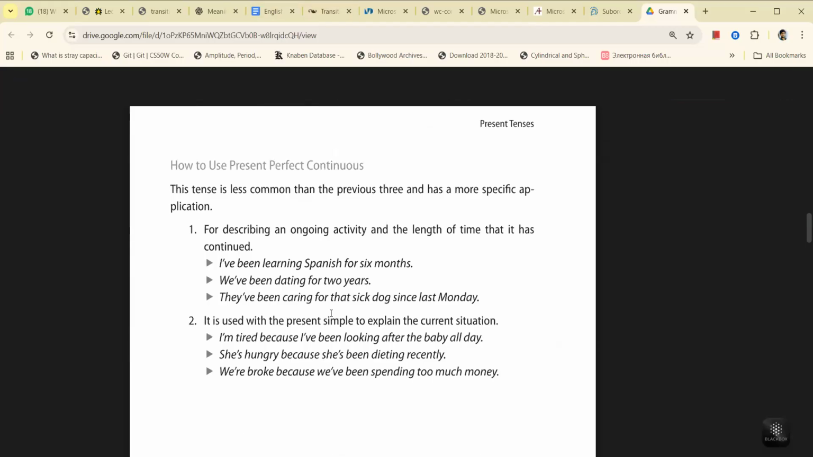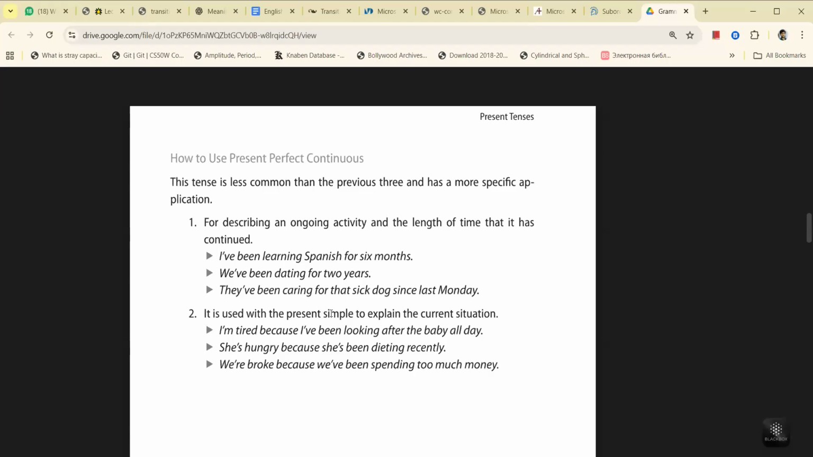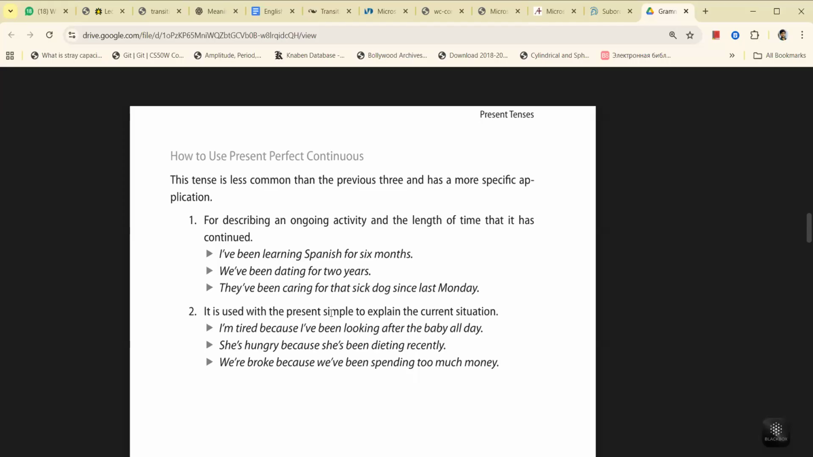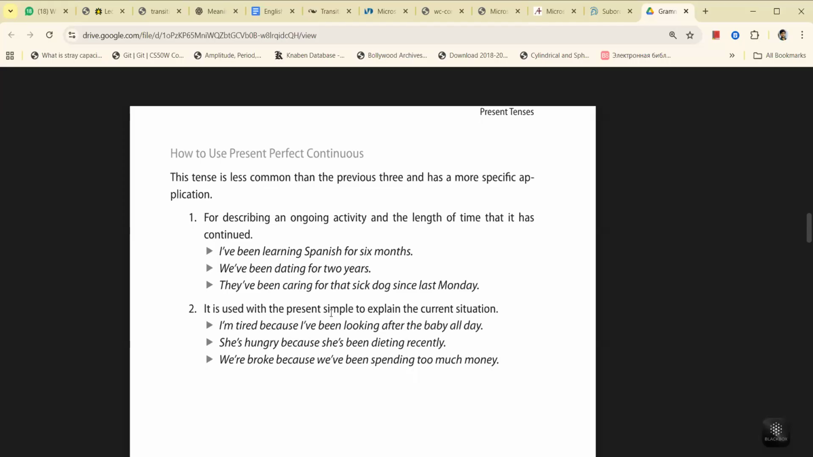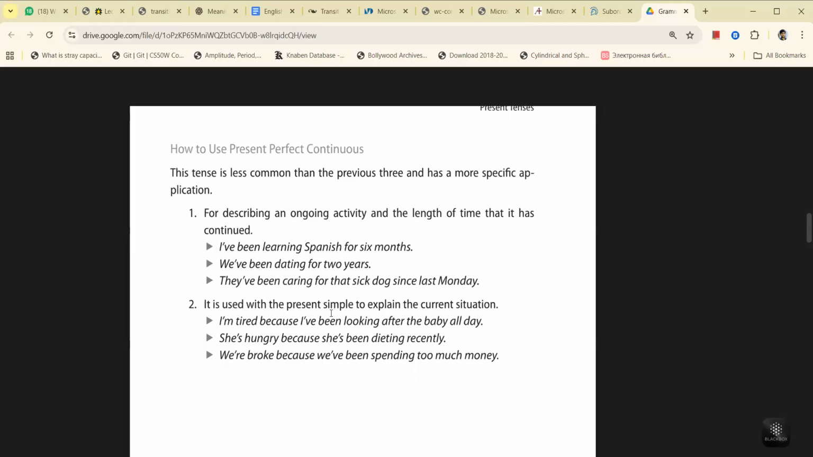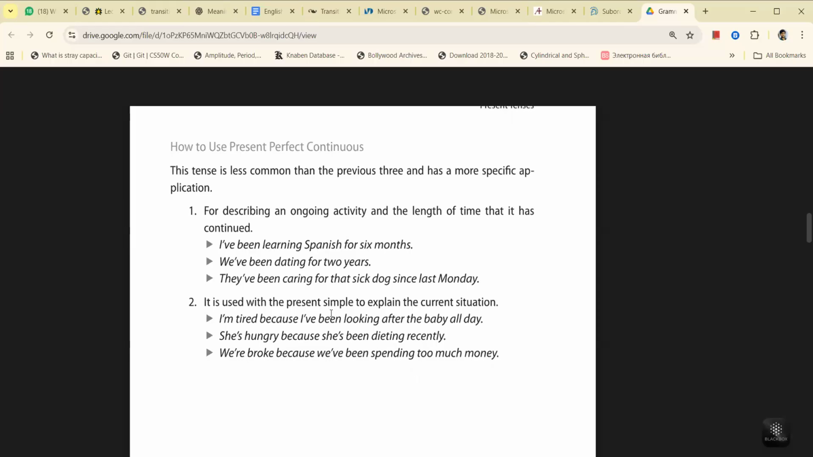This tense is less common than the previous three and has a more specific application for describing an ongoing activity and the length of time that it has been going on. I have been learning Spanish for 6 months. We have been dating for 2 years.